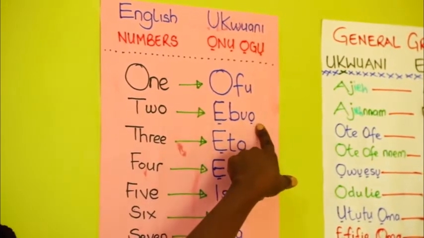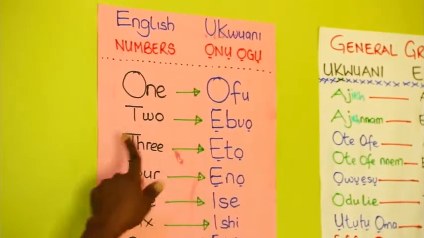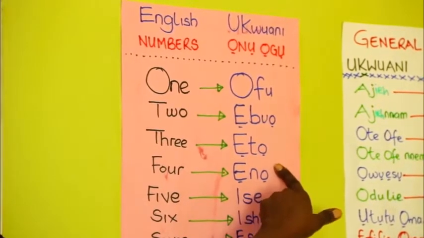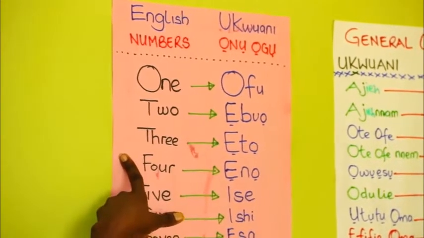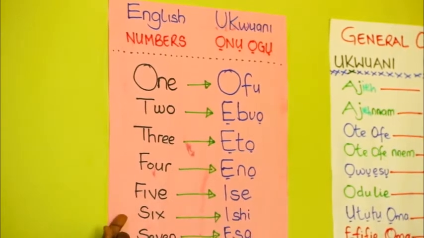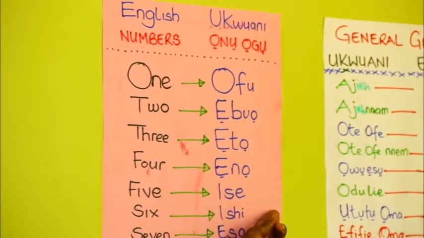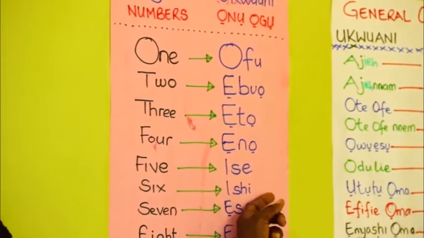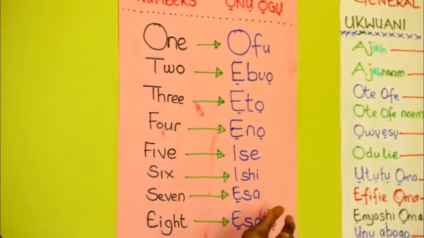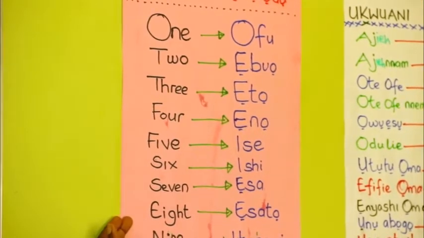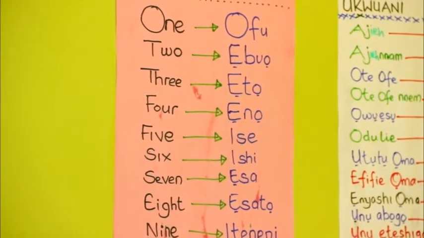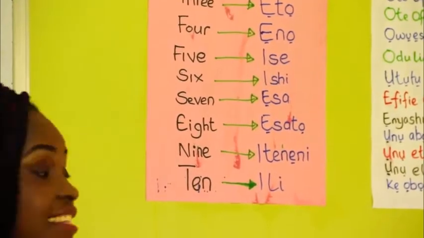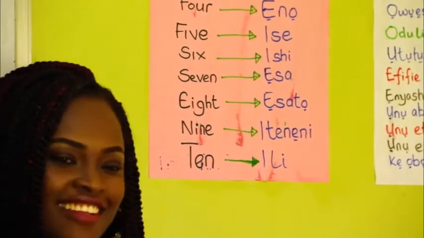Three. Eto. Four. Eno. Five. Ise. Six. Ishi. Seven. Esa. Eight. Esato. Nine. Iteneni. Ten. Iri.